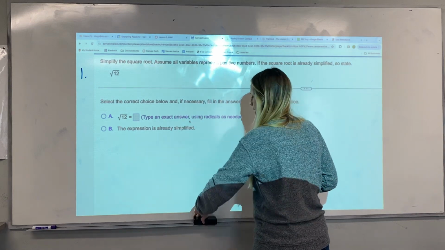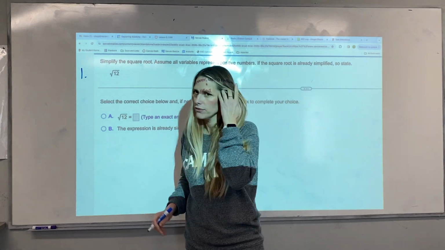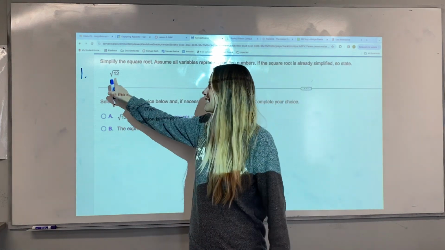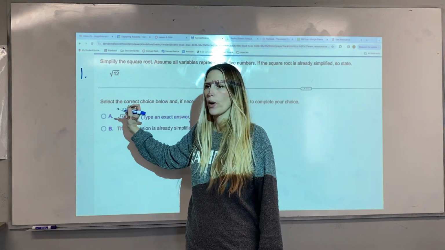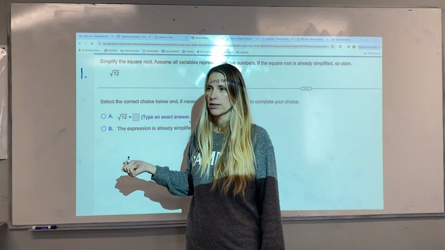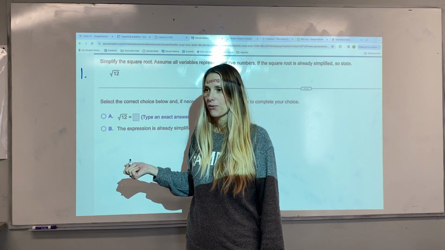Is there a way to simplify the square root of 12? So there are 2 questions we need to ask ourselves. Number 1, is this a perfect square? Can you square root it and get a whole number?